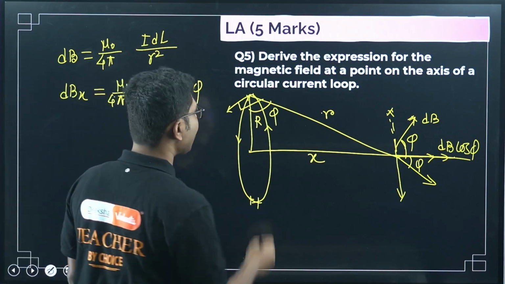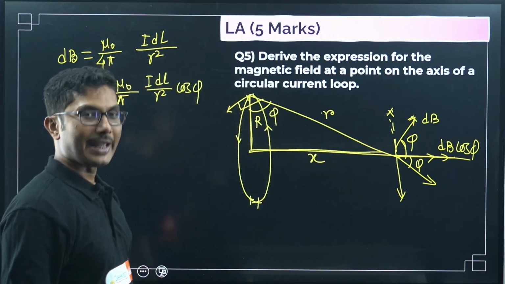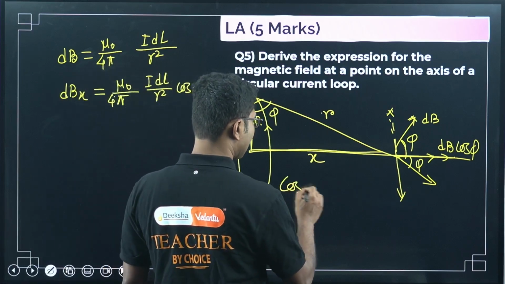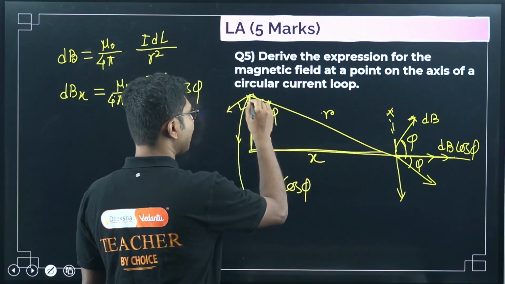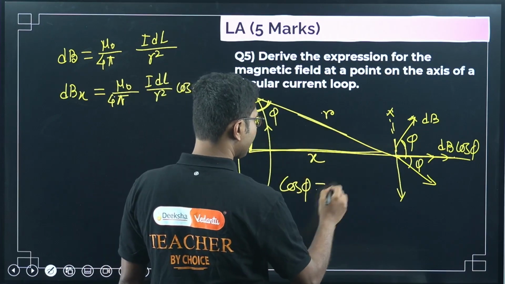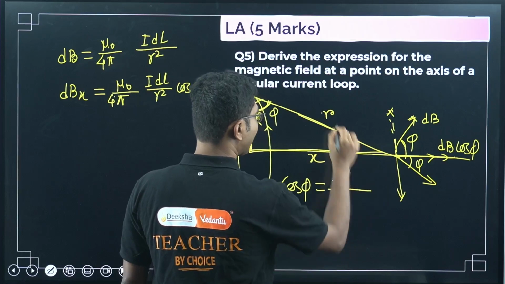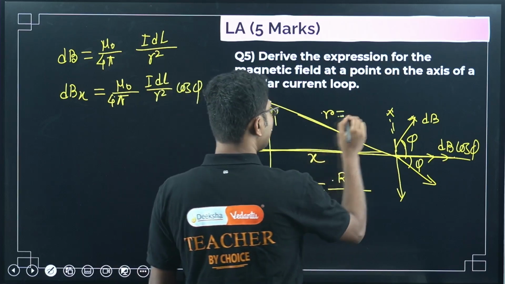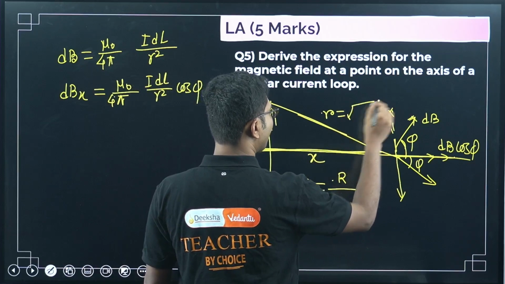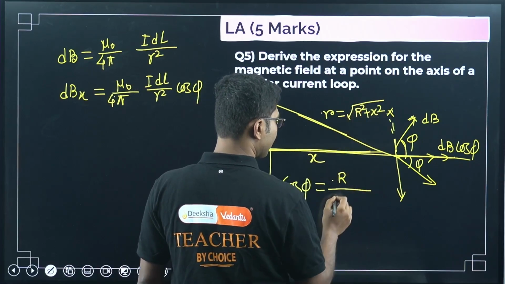Now what is cos phi? To find cos phi you have to use this triangle. Cos phi is base by hypotenuse. So if this is the angle, then the base is this adjacent side and the hypotenuse is obviously this. Now what is the hypotenuse? If you apply the Pythagoras theorem, this will be equal to the square root of r square plus x square. So you have to put this value.